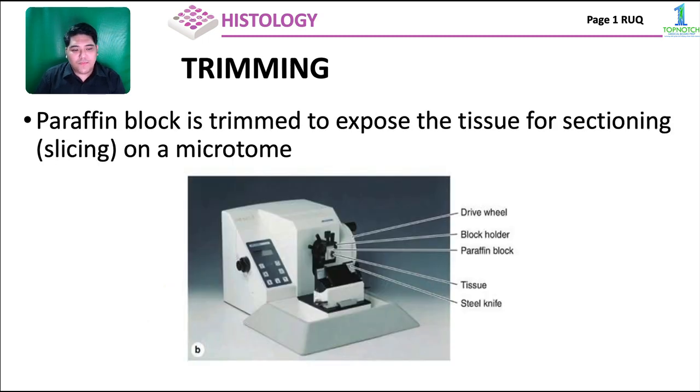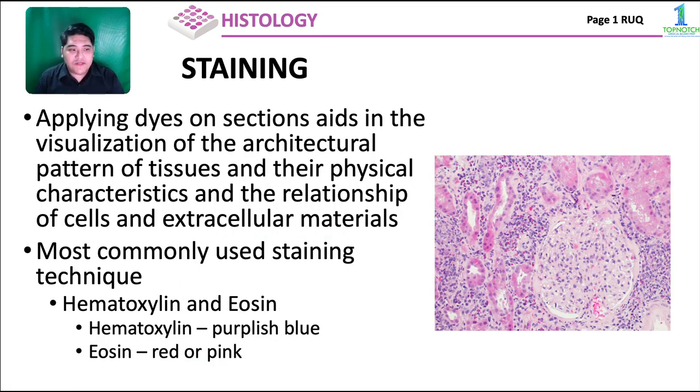This is your microtome. Your paraffin block is trimmed to expose the tissue for sectioning or slicing on a microtome. So, this is your paraffin block kung saan nakalagay yung tissue nyo. And then, your drive wheel, then there's a steel knife that will cut it very thin. So after natin magkaroon ng slicing of the paraffin block, we are now ready for staining. Staining is we are just applying dyes on the section of the slide para ma-visualize natin yung mga architectural pattern of tissues and their physical characteristics. And of course, syempre, yung relationship na rin ng different microscopic structures.